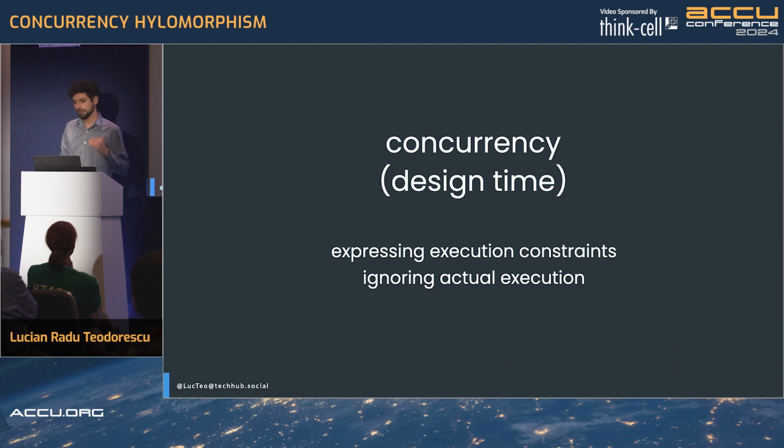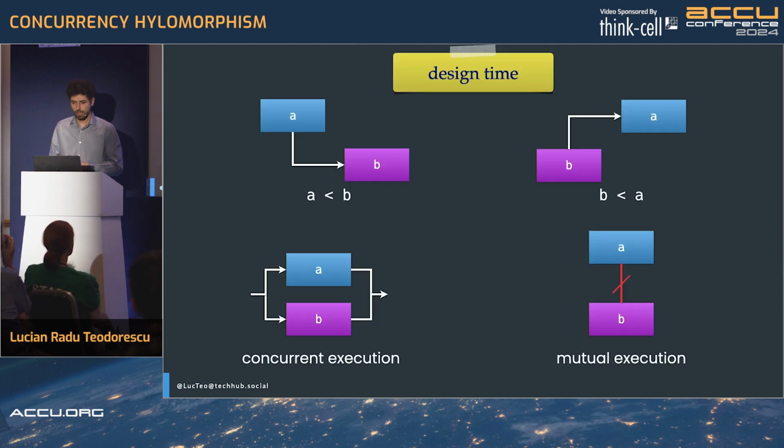At design time, concurrency means expressing constraints about execution without actually considering all the execution parameters, at some point ignoring the actual execution. That means that I can have this example. These are just the simplest cases. I can have either A be the predecessor of B, B be the predecessor of A. I can have concurrent execution of A and B, or I can have mutual exclusion.